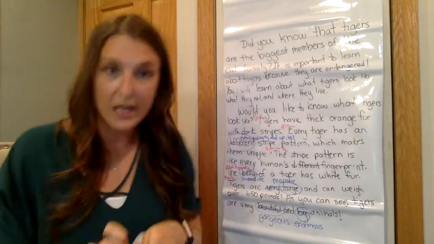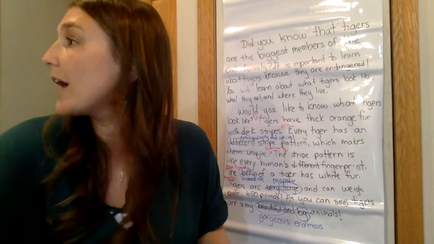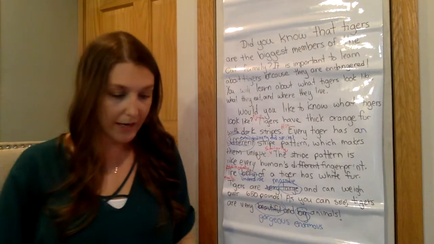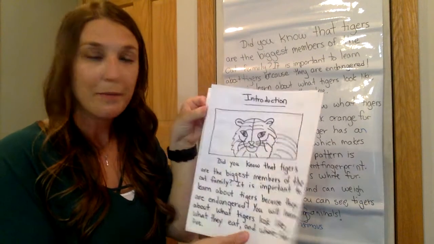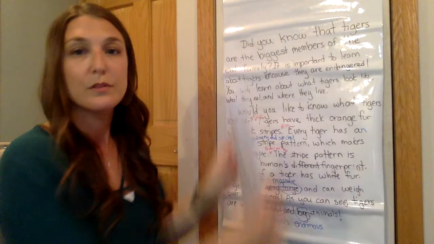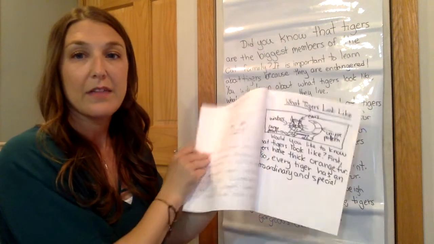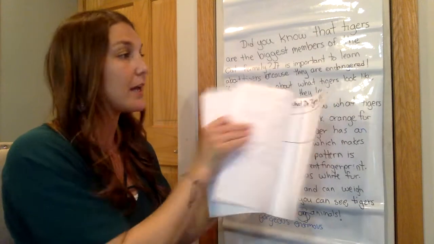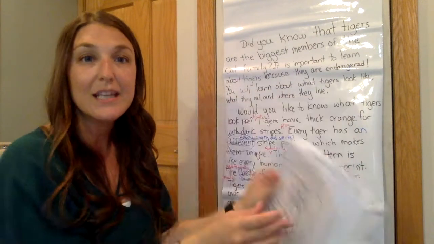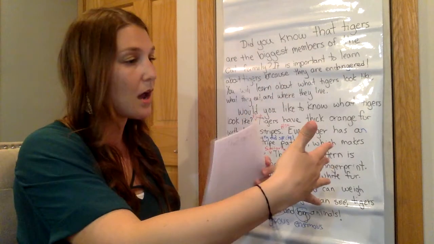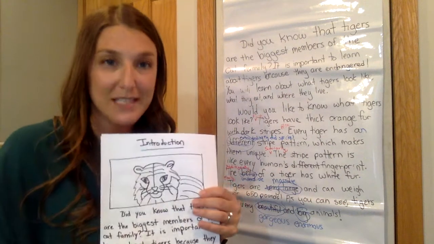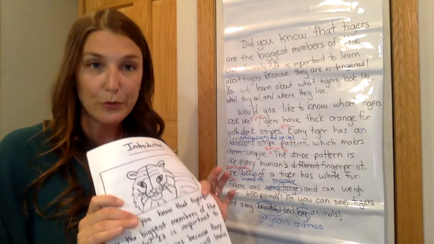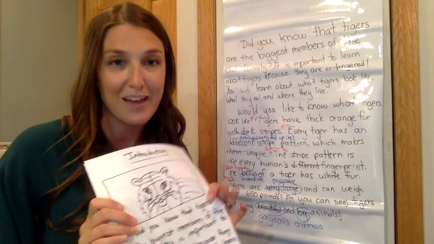And when I'm all done and I've published my entire writing, I can make it into a book. Page 1 will be my introduction. Then I'll have what tigers look like. I'll have what do tigers eat. I'll have my next subtopics or my next paragraphs. I'll put a nice cover on it. I'll put my table of contents, and I'll have a beautiful book to share and to celebrate with my class.